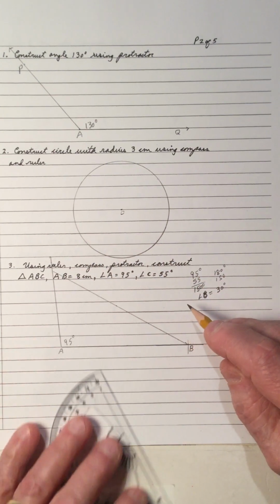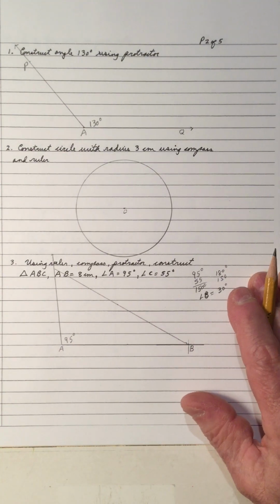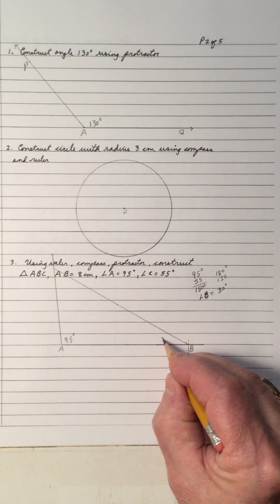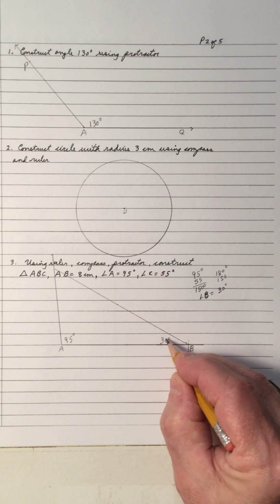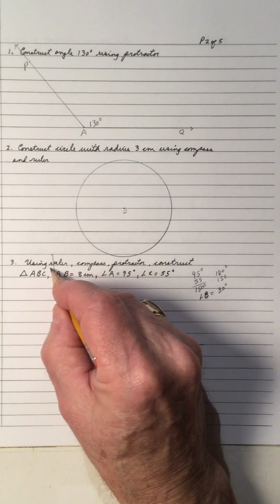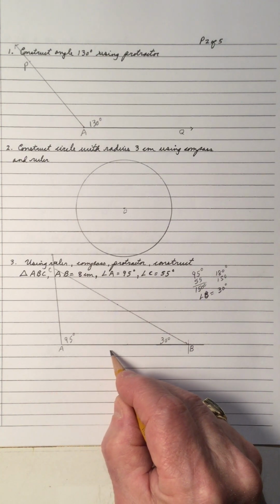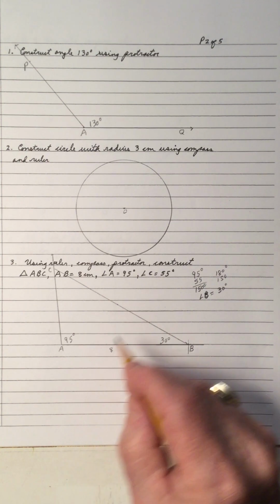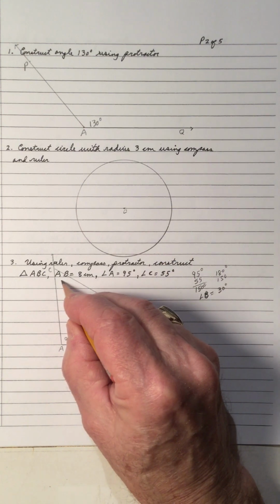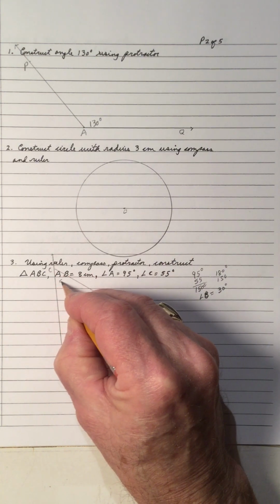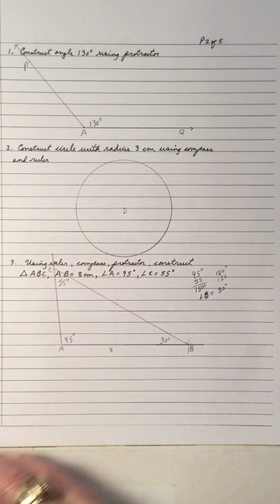Right to there. So we have angle B is 30 degrees. That means that C is this point right here. So that means that this is 8 centimeters. And now that means that this is angle C here. So this angle C must be 55 degrees.